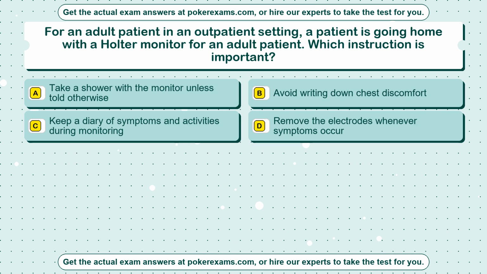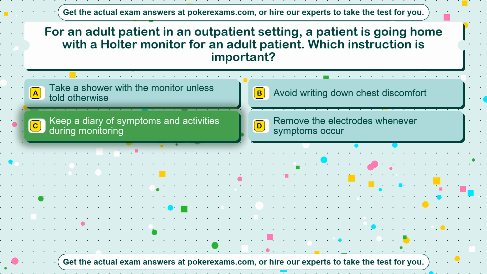Question 36. For an adult patient in an outpatient setting, a patient is going home with a Holter monitor for an adult patient. Which instruction is important? Option A. Take a shower with the monitor unless told otherwise. Option B. Avoid writing down chest discomfort. Option C. Keep a diary of symptoms and activities during monitoring. Option D. Remove the electrodes whenever symptoms occur. The correct answer is option C.